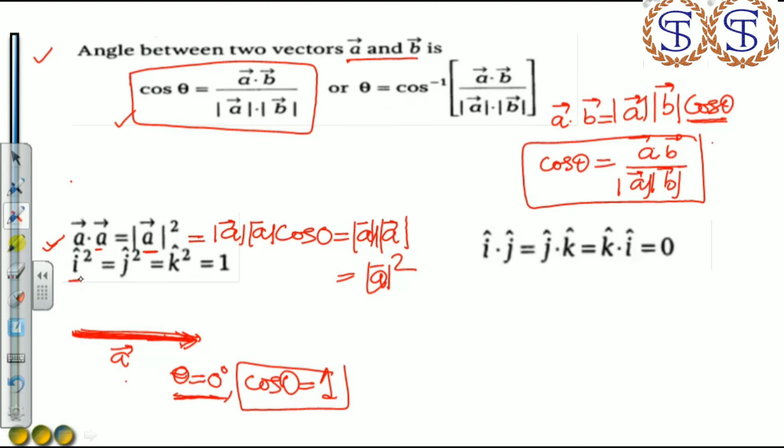Now why is I cap square, J cap square and K cap square equal to 1? Why is it equal to 1? For this, let's see one thing. I cap dot I cap means we are going to get the dot product of these two vectors.